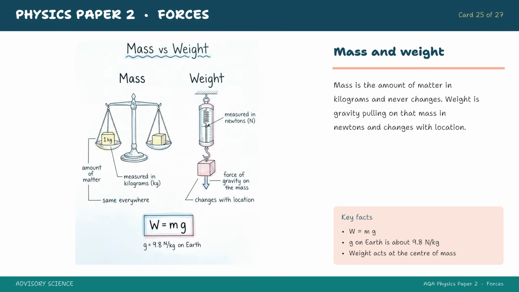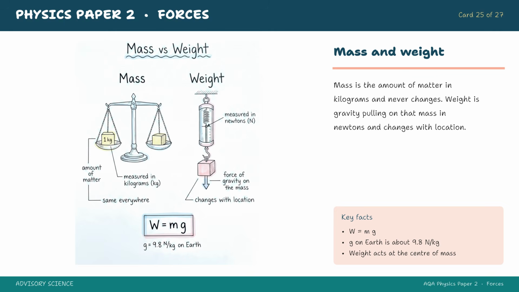Mass and weight are linked by this formula. Weight equals mass times gravitational field strength. W equals m times g. On Earth, gravity is roughly 9.8 newtons per kilogram. Weight acts from a single point called the centre of mass. In the exam, if the question gives mass in grams, divide it by 1,000 to get kilograms before you calculate the weight.